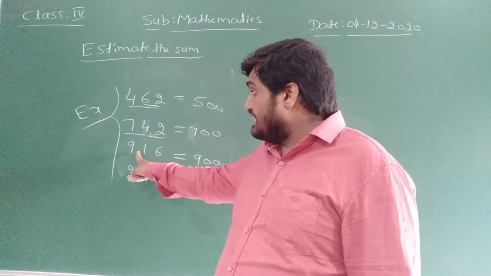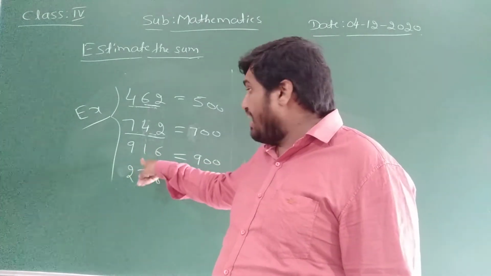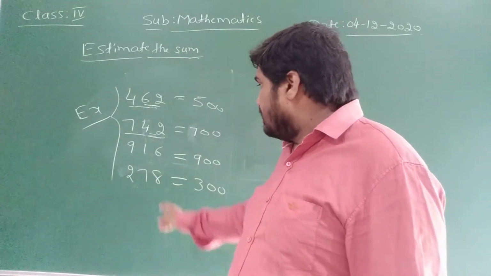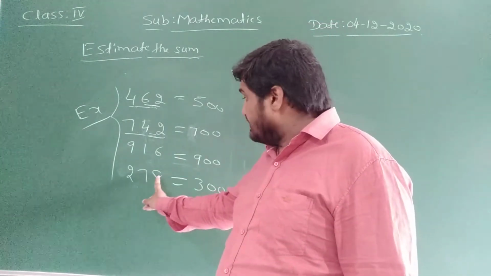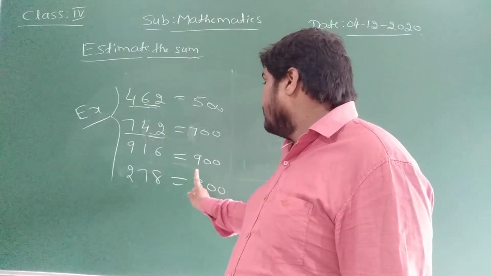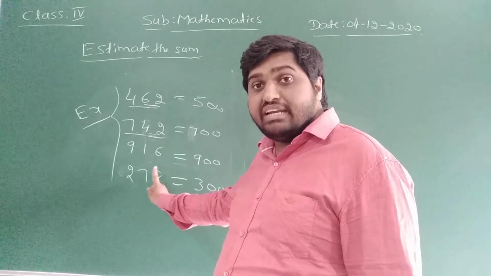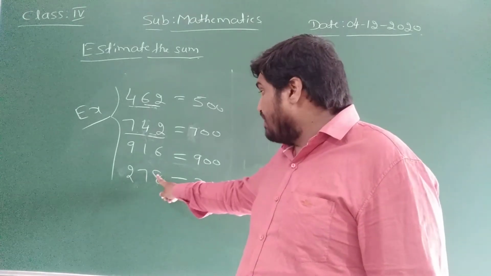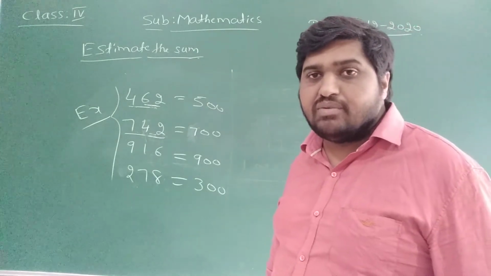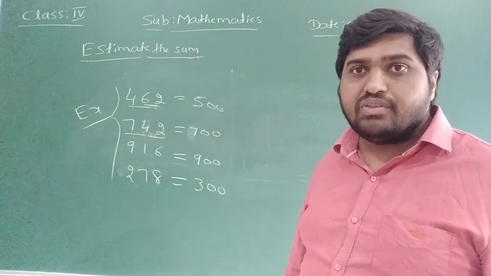916 is less than 950. Therefore, we have to estimate this as 900. Okay, 278 is more than 250. Therefore, we have to estimate this as 300. Is it clear, right? Any doubts you want to ask?